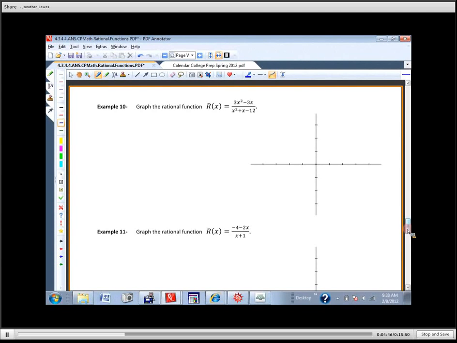Okay, so we're going to do this one. And this is enough information that you can finish 4-3, and you can do most, if not all, of 4-4.